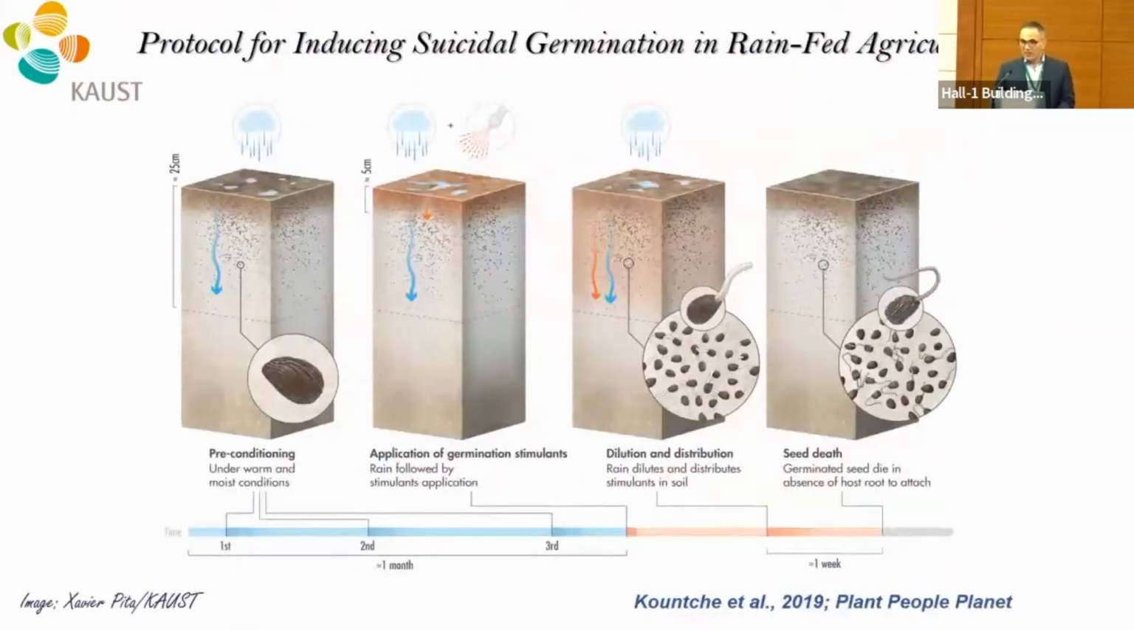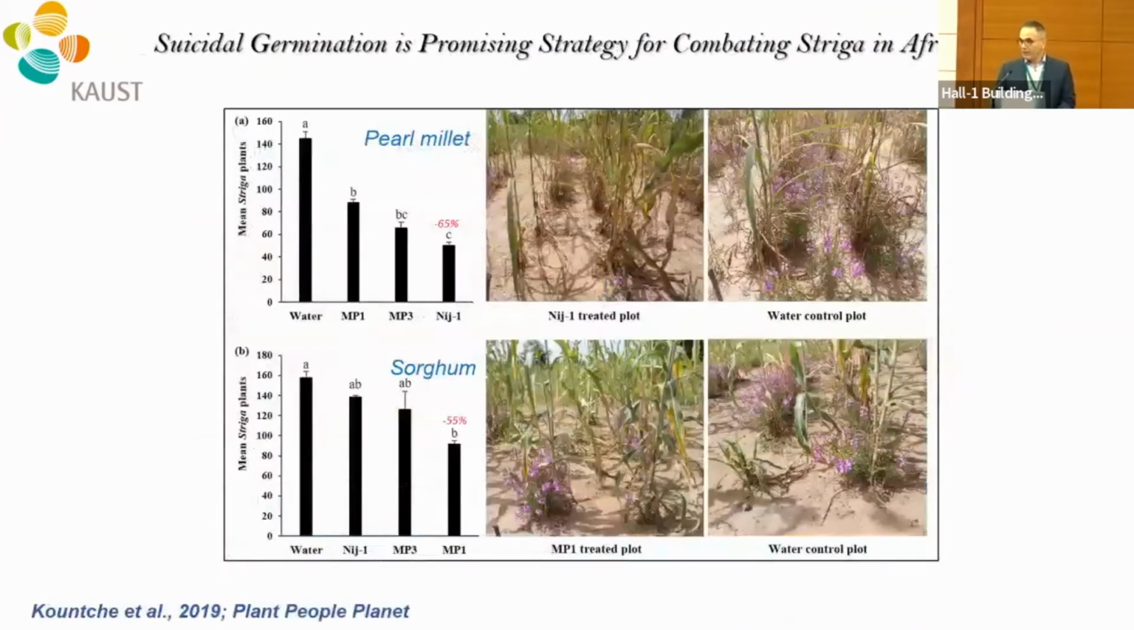To apply the chemicals, we established a protocol for rain-fed agriculture. We applied the compound after a first rain. This first rain would also induce the so-called preconditioning in the seeds. Second rain would dilute the compound in the soil and bring it to the seeds, where it induces the germination and causes the death of emerging seedlings. We got very promising results.